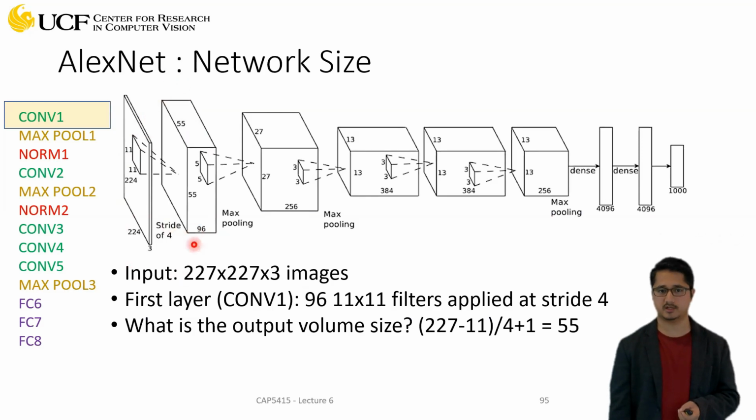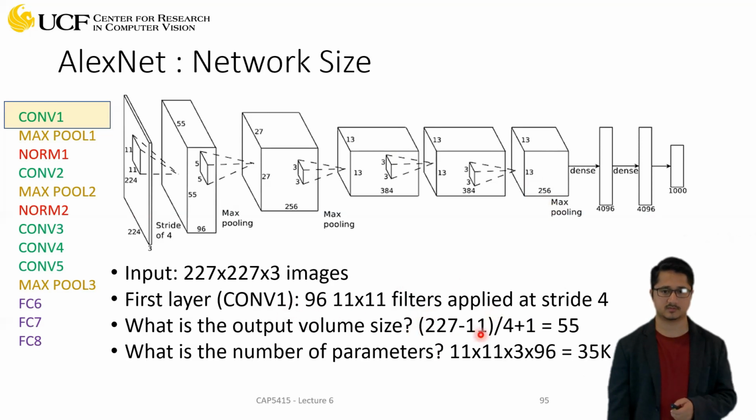And similarly, you can go through the whole architecture here, and you will be able to understand how we are going from 224 to 55 or 27 and then to 13 cross 13 to 256. You just need these variables and the equation.